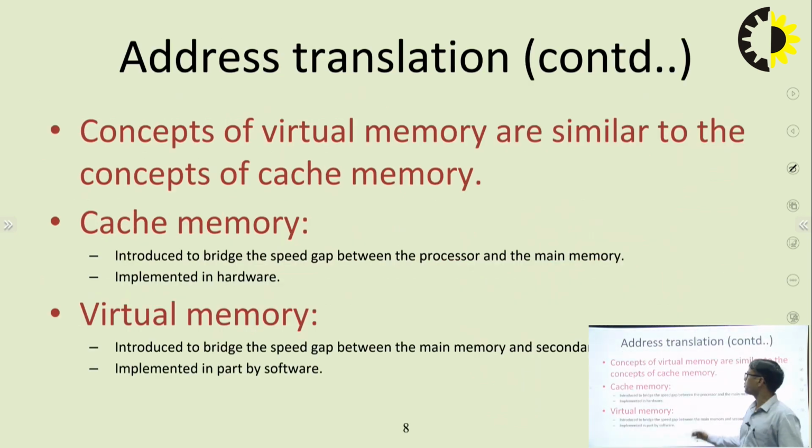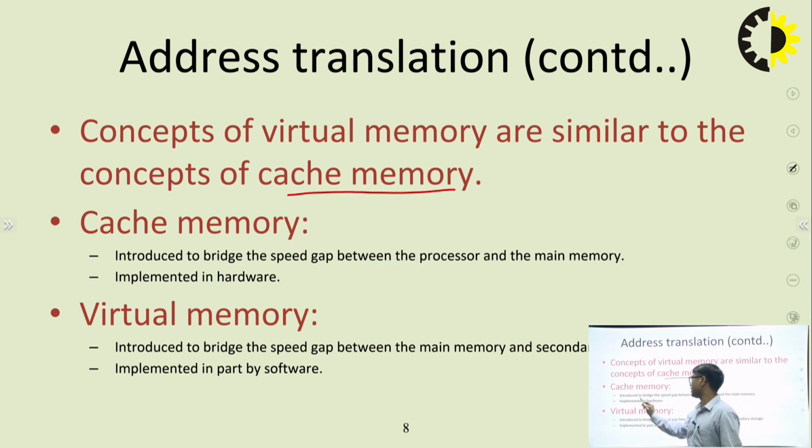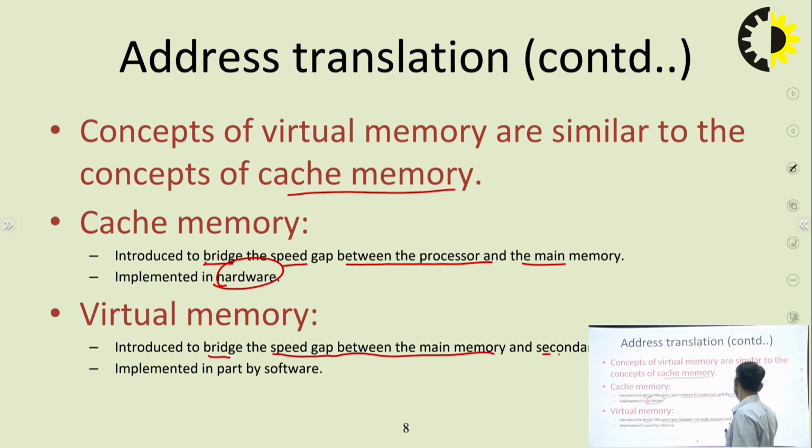So the concept of virtual memory is similar to the concept of cache that we have discussed earlier. Cache memory, which we introduced earlier, is meant for bridging the speed gap between the processor and the main memory, and it is totally implemented in hardware. In the case of virtual memory, it is used to bridge the speed gap between the main memory and the secondary storage. We can think of it like the cache connected to main memory to bridge the speed gap: why should I go again and again to the main memory? It is time consuming, so I will fetch the data from the cache.